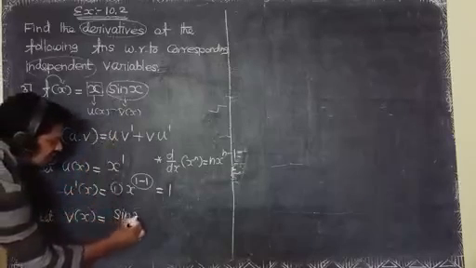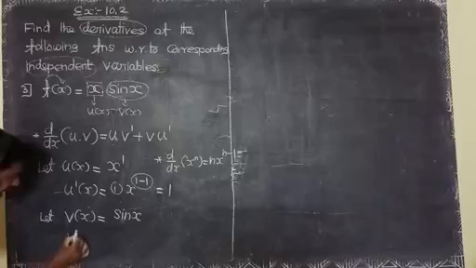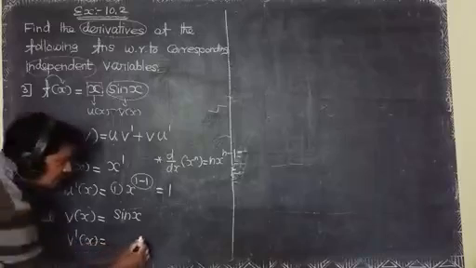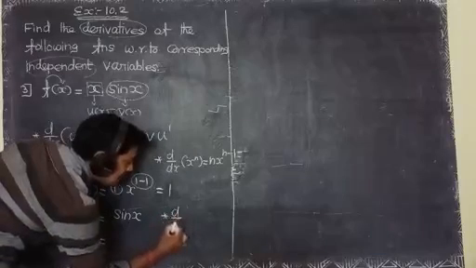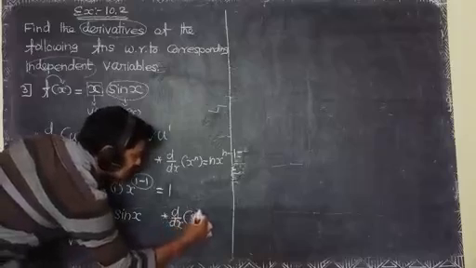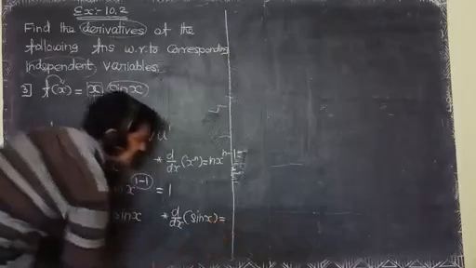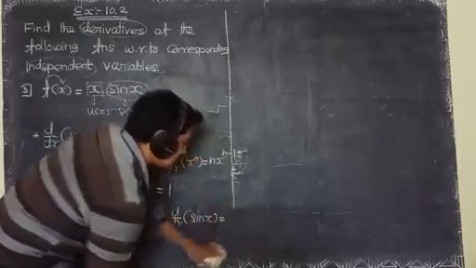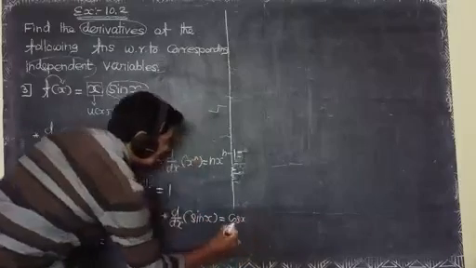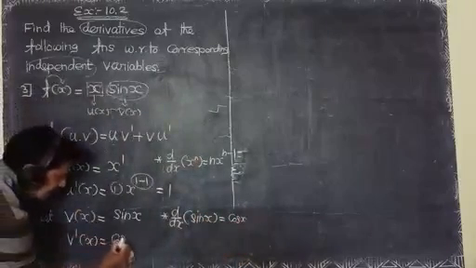Okay, which is equal to sin x. Here v dash of x, using this formula, is d by dx of sin x. The derivative of sin x is cos x. Then the result is cos x.